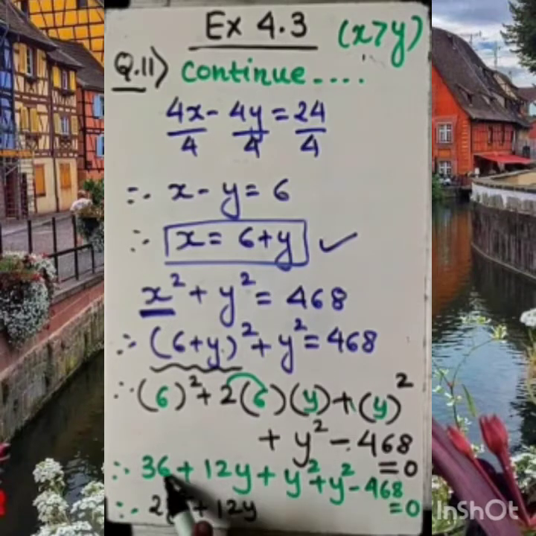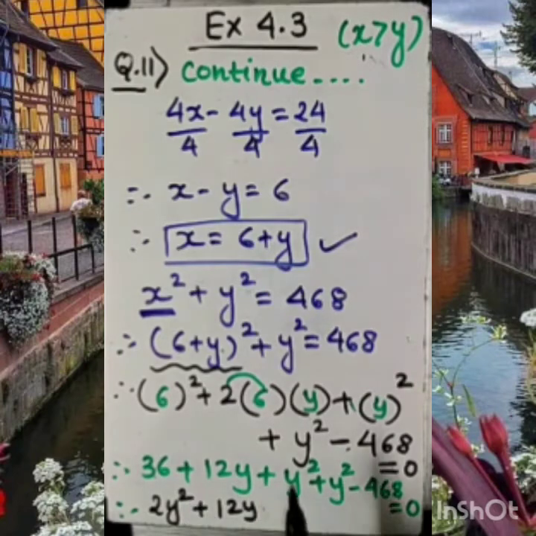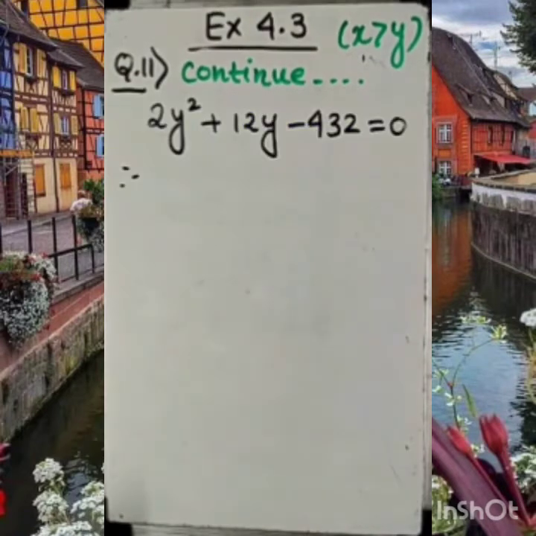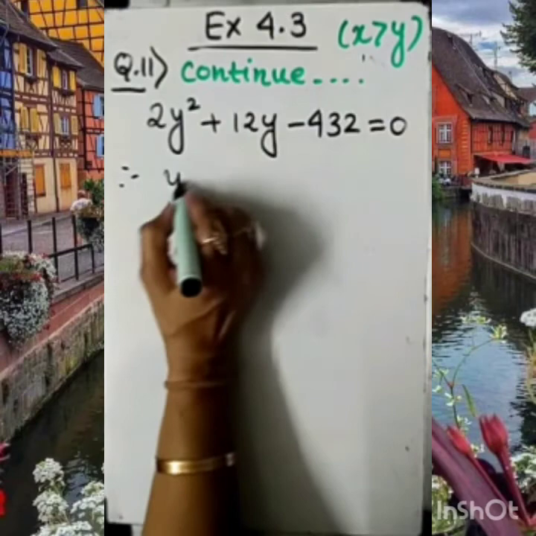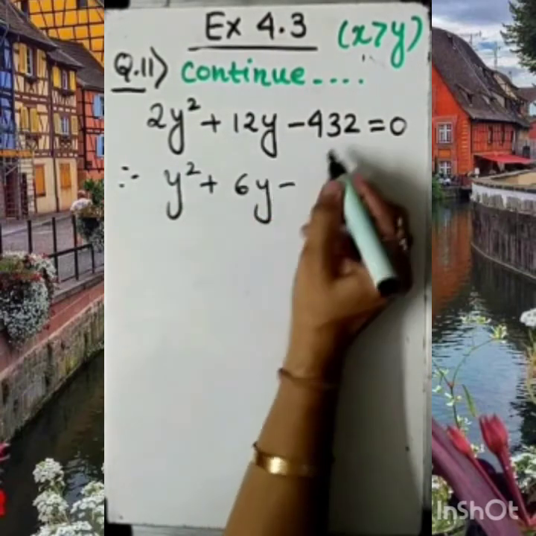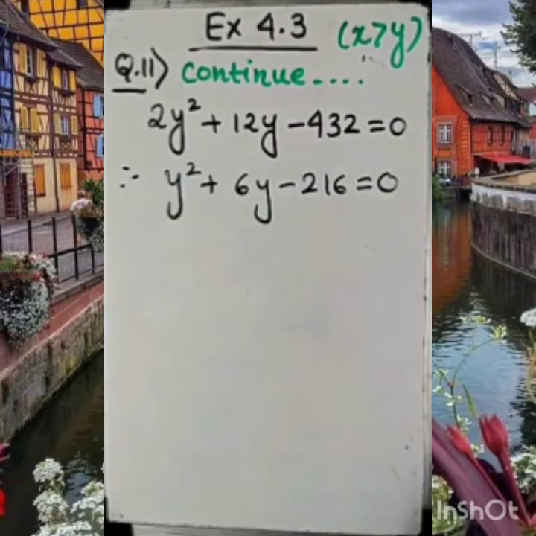The simplification of this is 432. So we get minus 432 equal to 0. This is the real form of the equation, but again you can see we can take out 2 as a common factor. So this is the equation which we are gaining after simplification. Let's divide this equation by 2. So we will have here y square plus 6y minus 216 equal to 0. This is our quadratic equation.